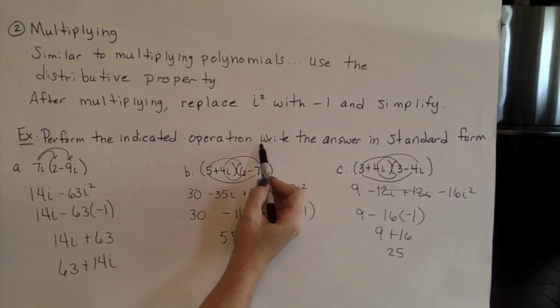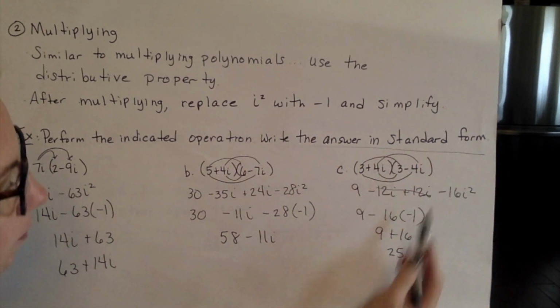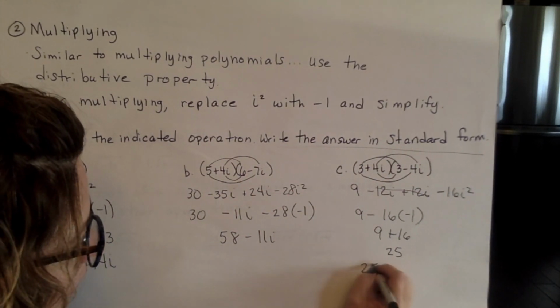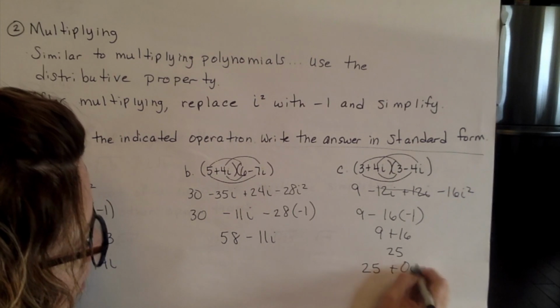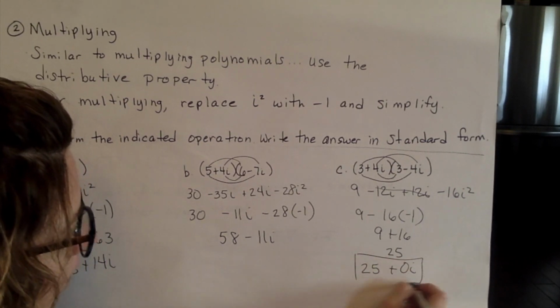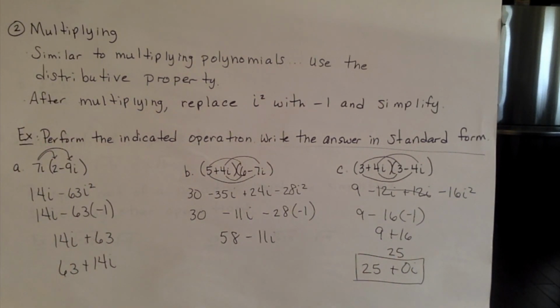But notice that this says write the answer in standard form. So we're going to write that as 25 plus 0i. And that's how we'll write our answer always in standard form. Okay. So that one turned out to be sort of interesting.